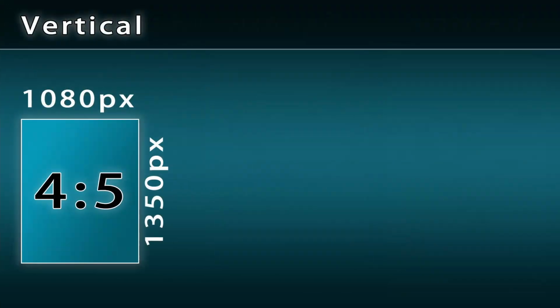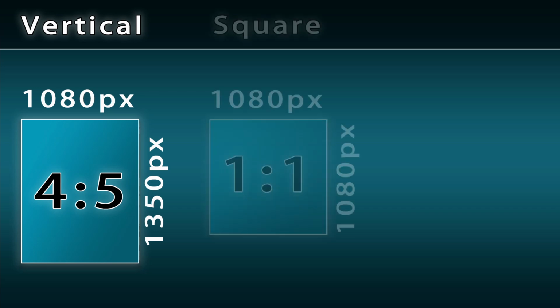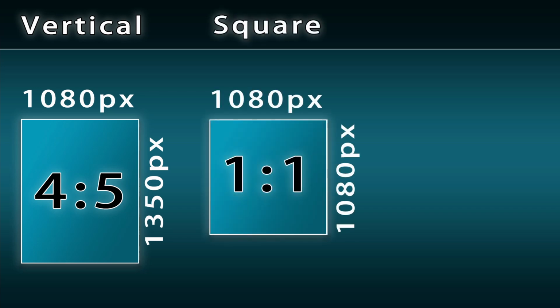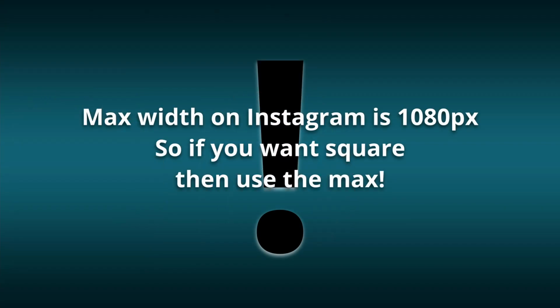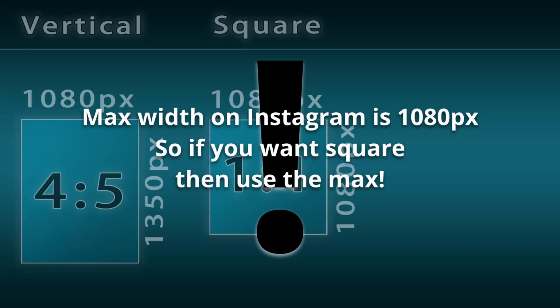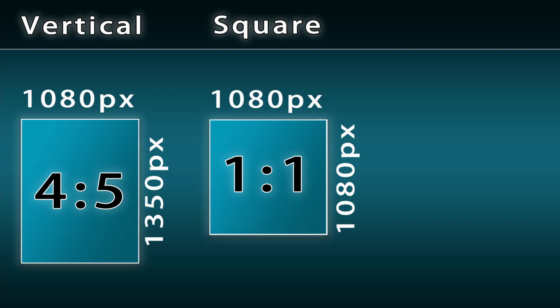But if for any reason you do not like vertical orientation, then for square the best is 1080 by 1080. Why? Again the same reason. As the max width on Instagram is 1080, you should use it. You can upload smaller, but quality will be worse.